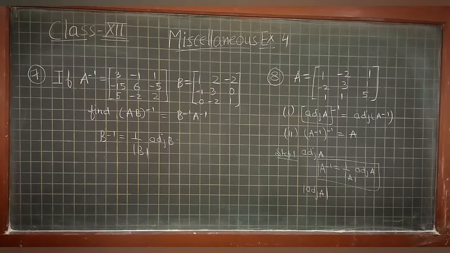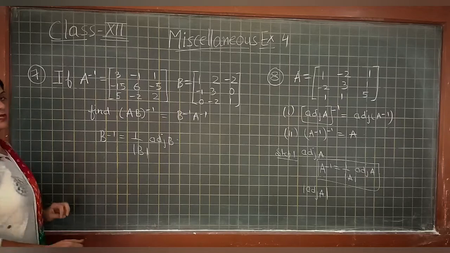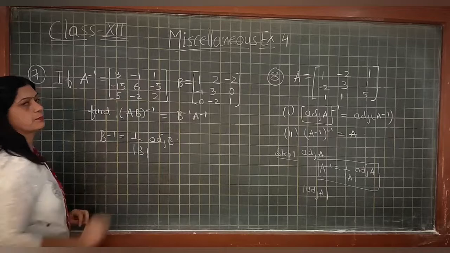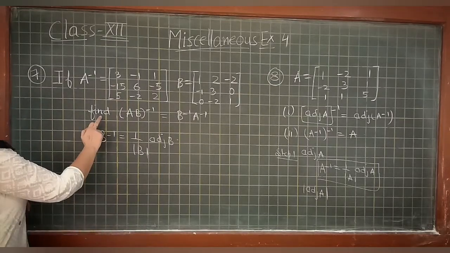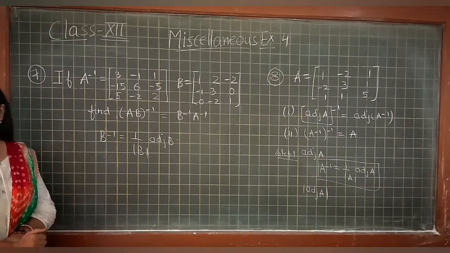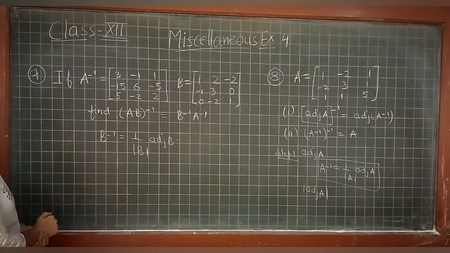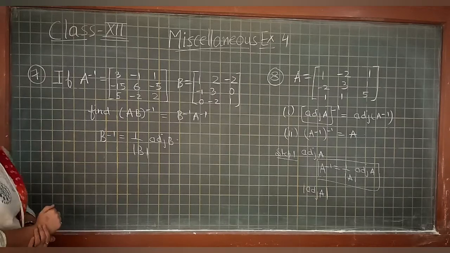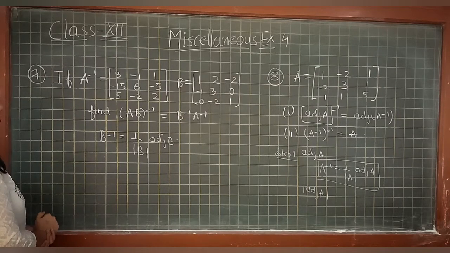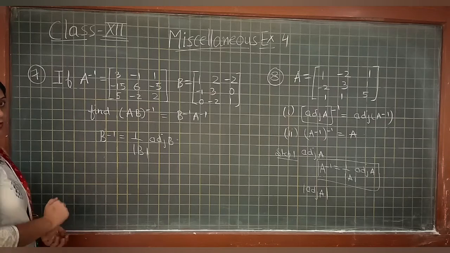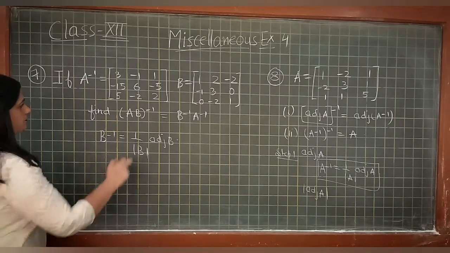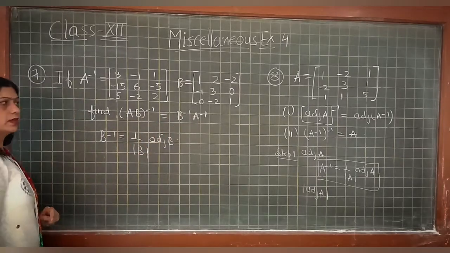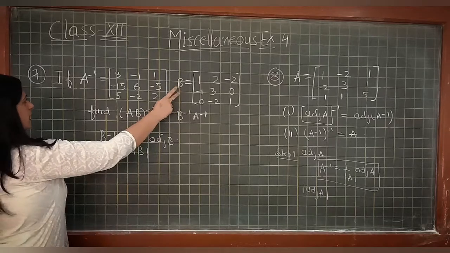So now come to question number 7. Question number 7 is: you are given A inverse and B and you have to find AB inverse. From this A inverse you cannot find A again. So what you will do? You know this formula of class 11th, that is AB inverse is equal to B inverse A inverse. So you have B and A inverse.